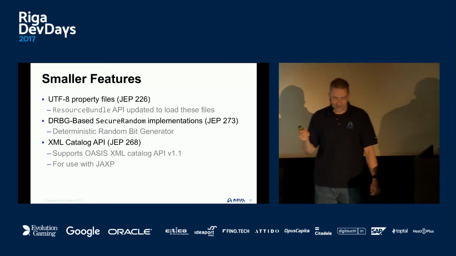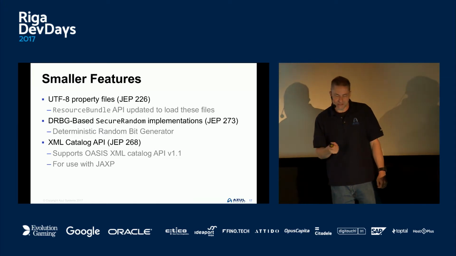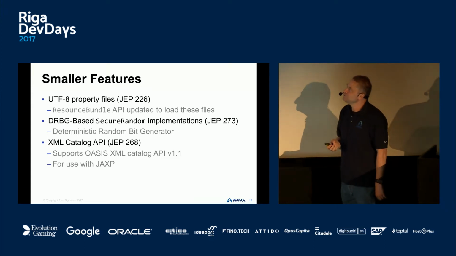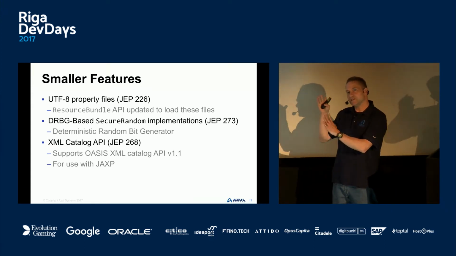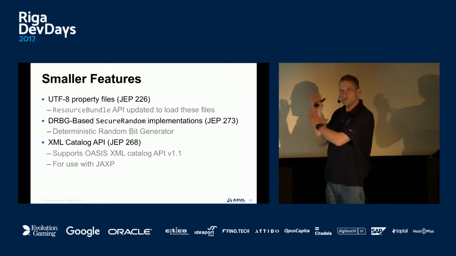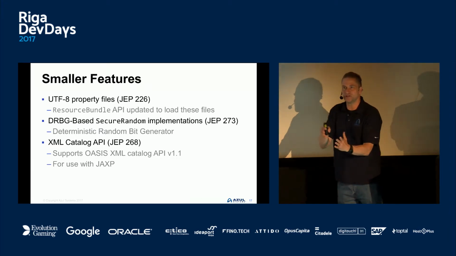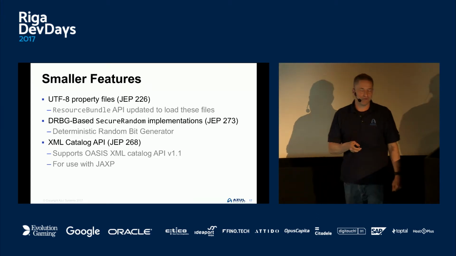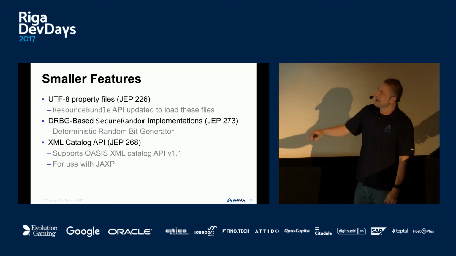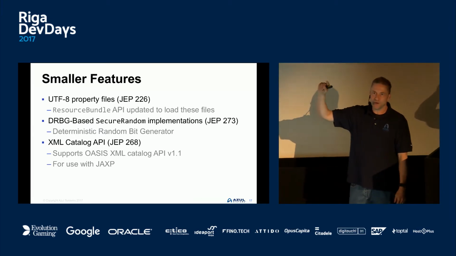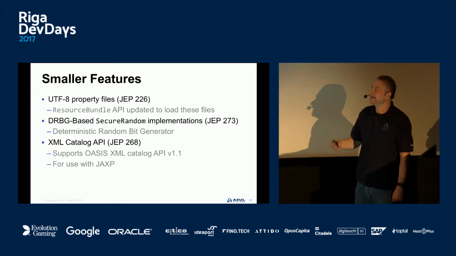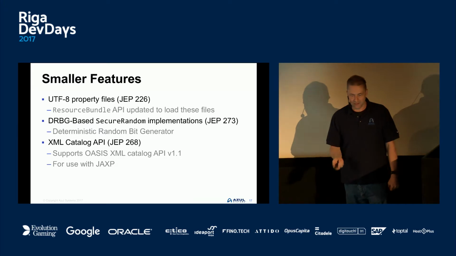There's this other weird thing here, which is called the DRBG-based secure random implementation. This is a deterministic random bit generator. Now, to me, that seems like an oxymoron. Deterministic random. Well, either random is non-deterministic or it's not random. But anyway, we have this new way of generating random bit patterns that can be used. And there's an update in terms of the XML catalog API. This was an API designed by the Oasis people, and you can use it with JAX-P. So that's, again, an update in terms of the version of the API that's being used.